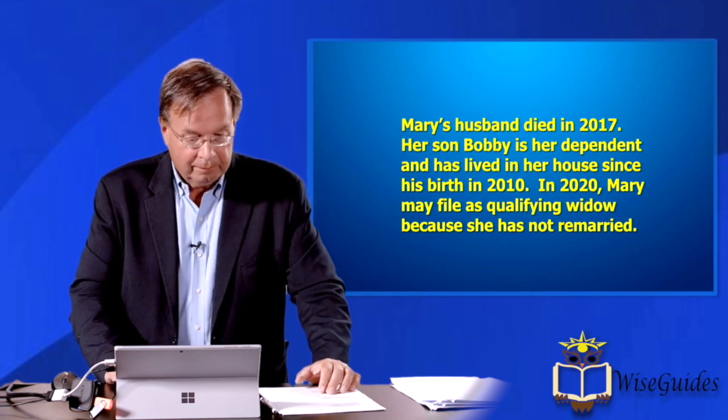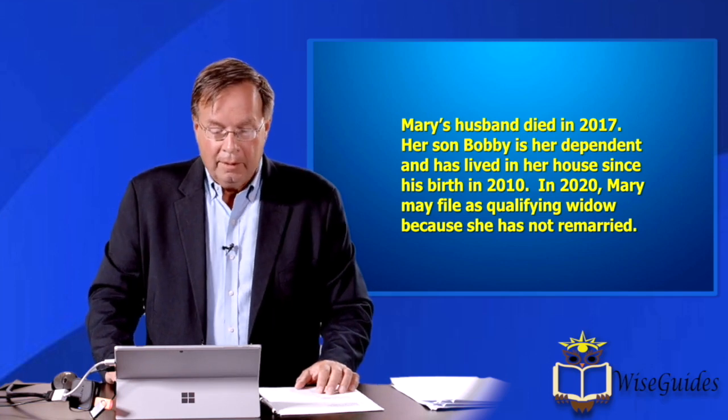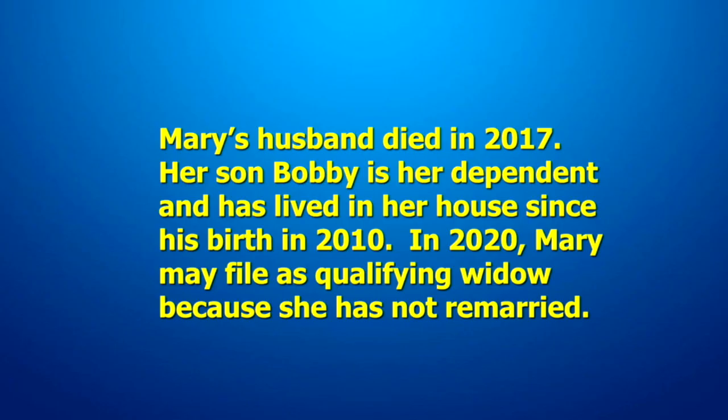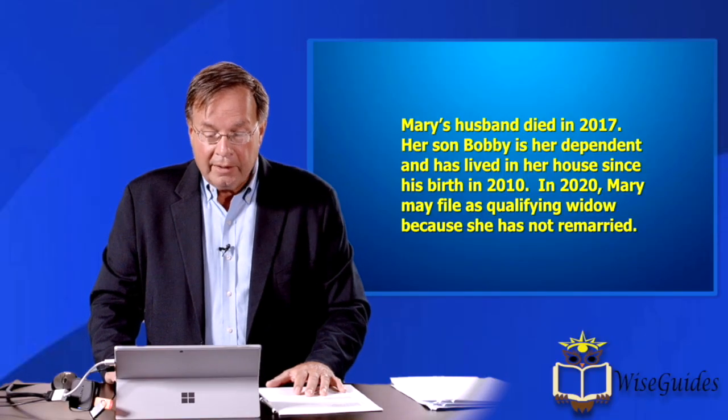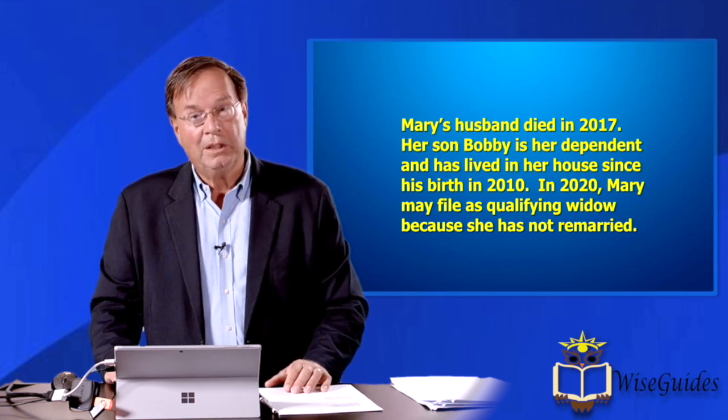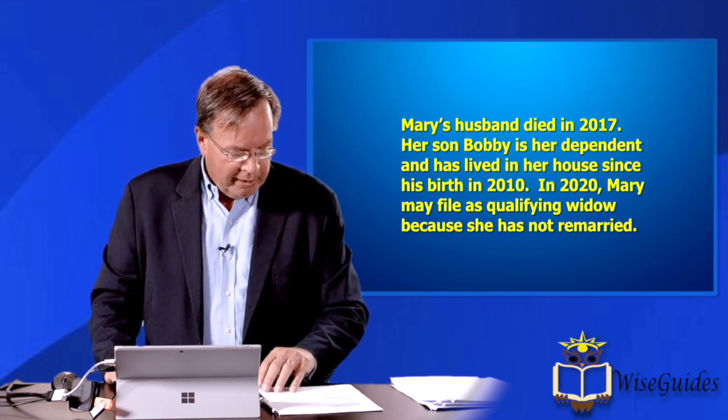And one third one, take a look at this one, a little bit longer. Mary's husband died in 2017. Her son Bobby is her dependent and has lived in her house since his birth in 2010, so he's young. In 2020, Mary may file as qualifying widower because she has not remarried. Well, in 2017, she'd be filing jointly. In the next 2 years, which would be 18 and 19, she'd be filing as qualifying widow. And in 2020, she would most likely qualify as head of household status if she meets those tests. So that's the procedure that you would end up going through.